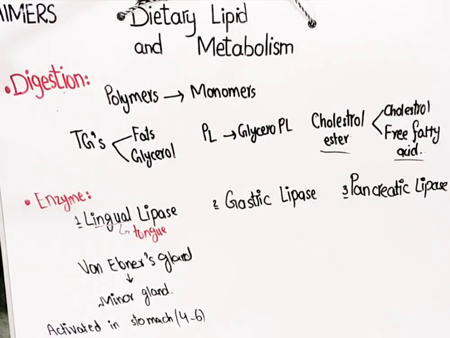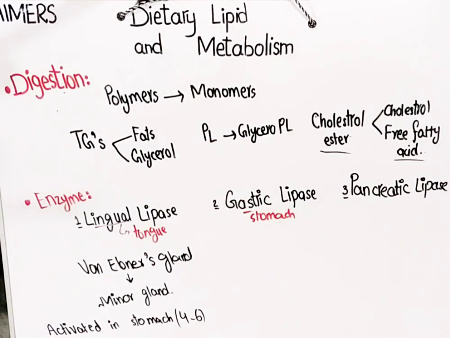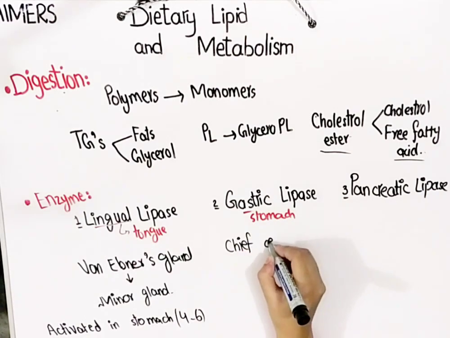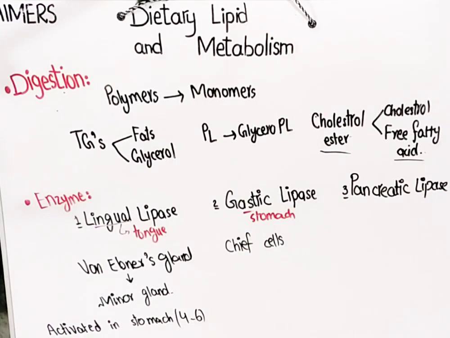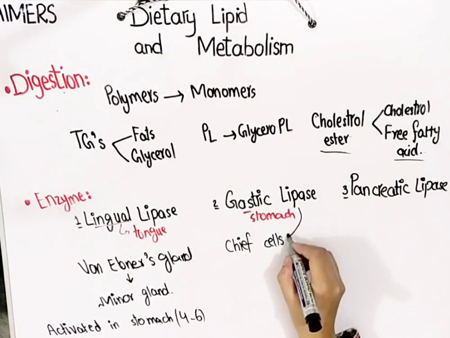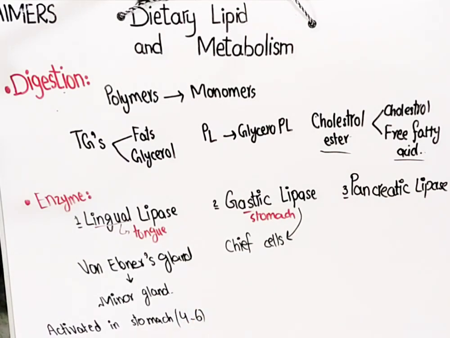Now we have the next enzyme, which is the gastric lipase enzyme. Wherever the word is gastric, be clear, it is related to the stomach. So gastric lipase is released from the chief cells of the stomach. You know, chief cells are the ones releasing pepsinogen, which is converted to pepsin. So chief cells release pepsinogen, and chief cells also release this gastric lipase enzyme. Always try to connect the things. Whenever you are studying chief cells, do remember they secrete pepsinogen and they also release gastric lipase.